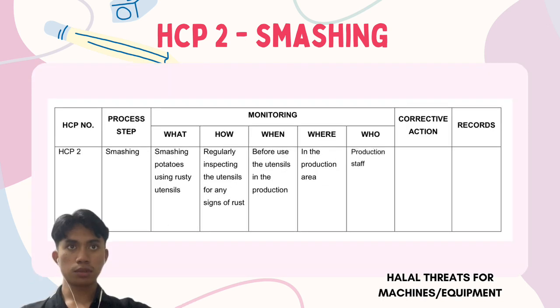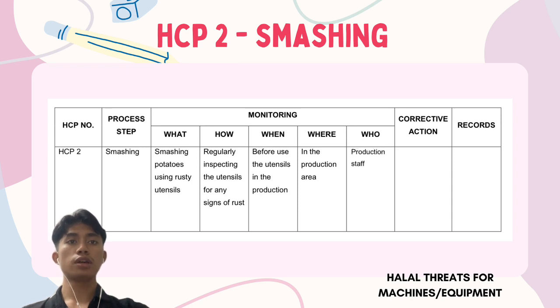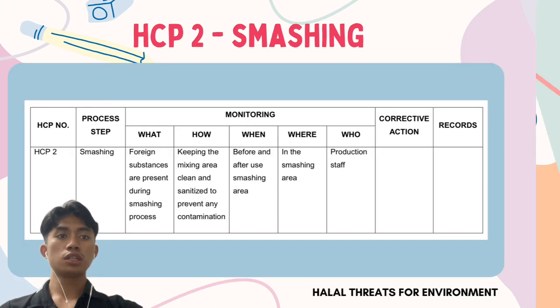On to HCP2 smashing, for halal threats for equipment. The issue is smashing potatoes using rusty utensils. How do we avoid this? Regularly inspecting the utensils for any signs of rust. When: before using the utensils in production. Where: in the production area. Who: production staff.